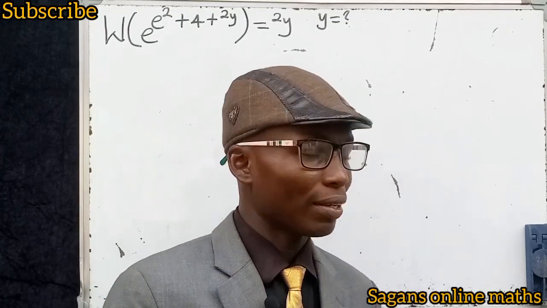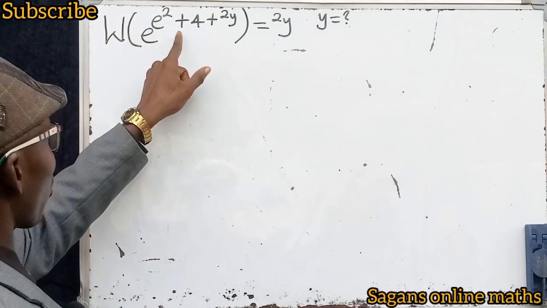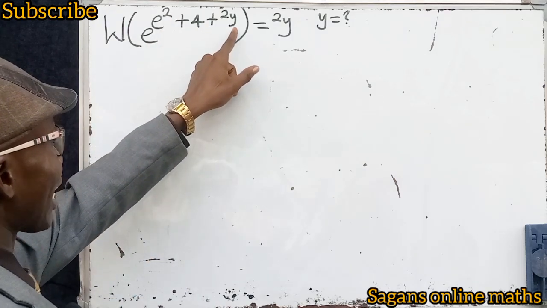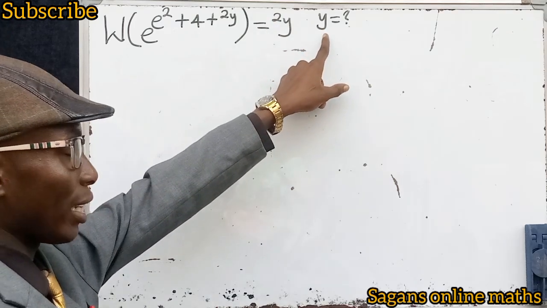Let's solve this question together. Now we are given the W function of e to the power of e squared plus 4 plus y tetration 2 equals to what? y tetration 2. We are asked to look for the value of y.